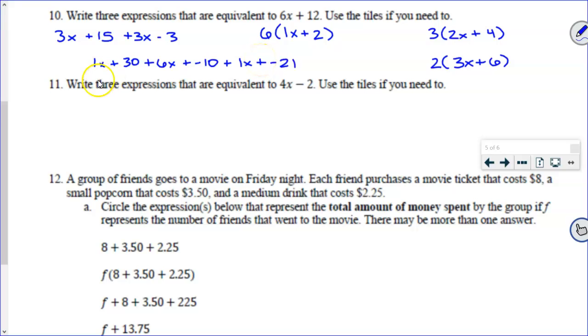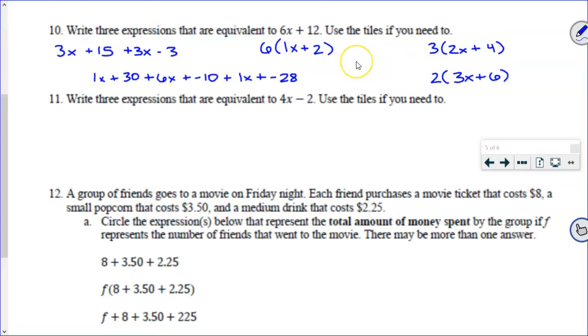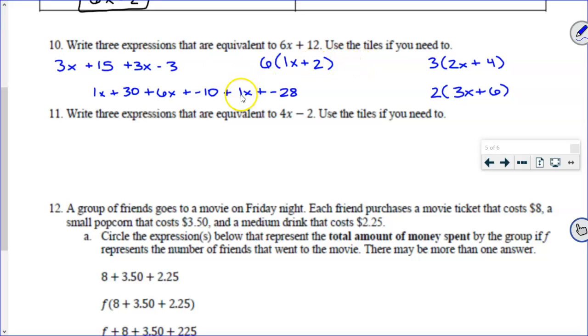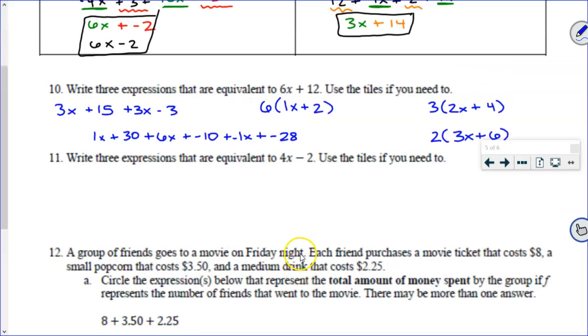Did I write that correctly? 28 here at the end. Is that correct? Did I do that correct? Okay. Which one? This one? Plus a negative 1x. Okay. What do you guys think?